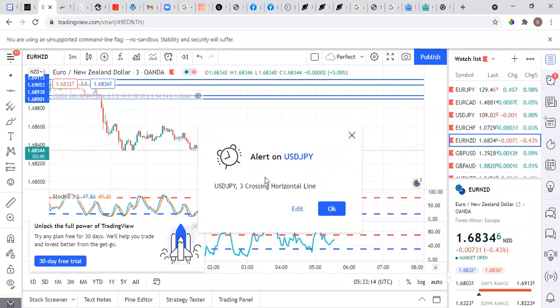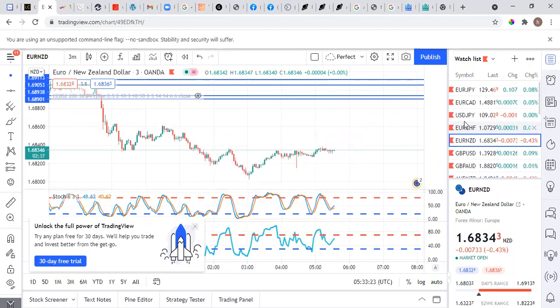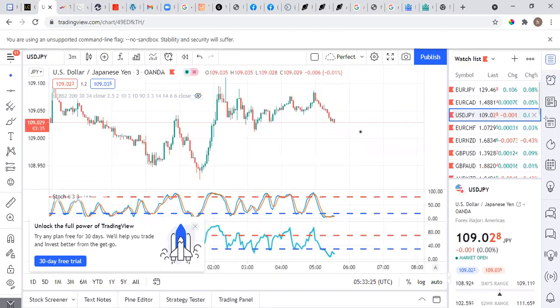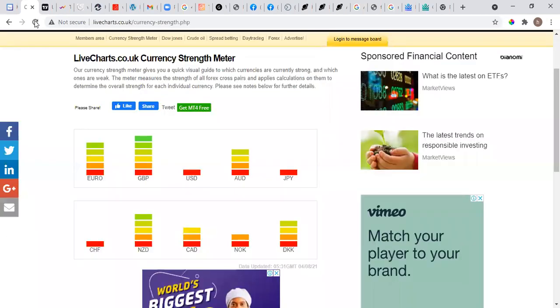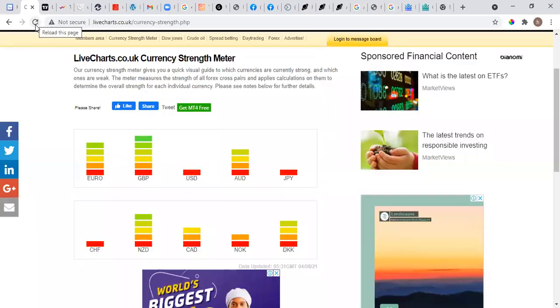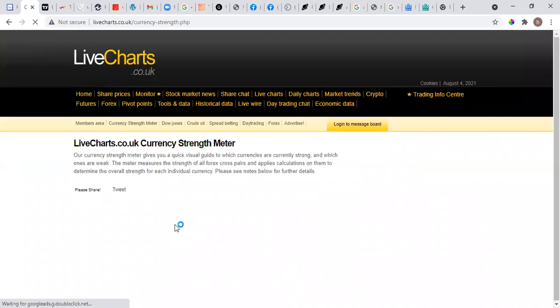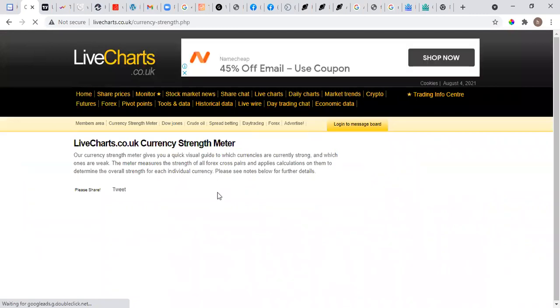I just got an alert on USD JPY. I set the alert before. USD JPY has touched that line. It has even crossed, this yellow line. I set an alert then. I would have loved to go for a buy because it touched my support line, but this currency strength meter has changed. Let me refresh again. The USD was stronger before, so I wanted it to get to that line so I can buy.